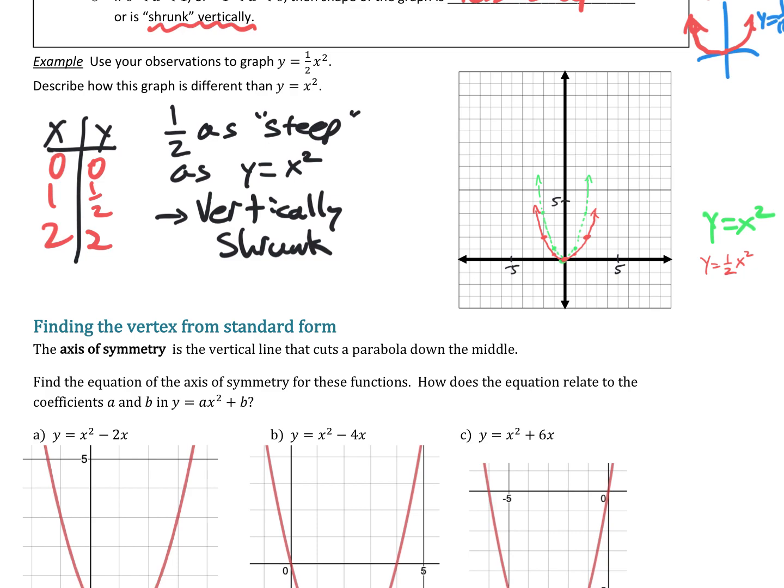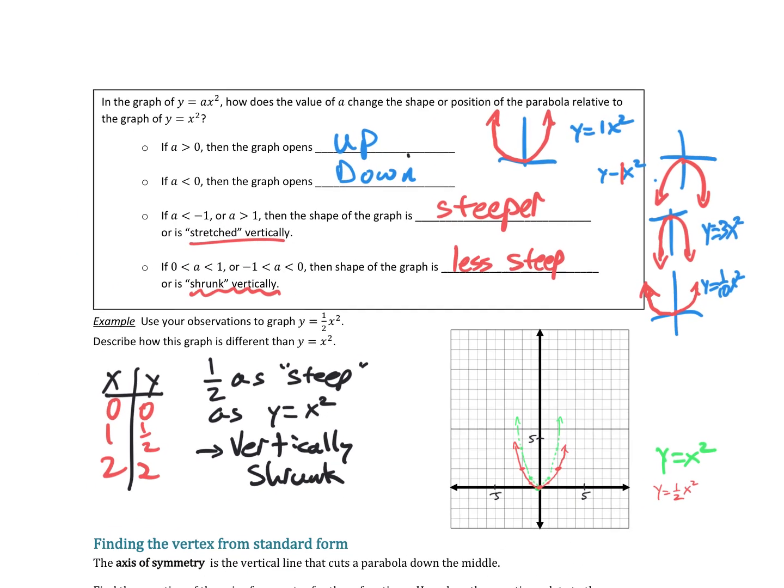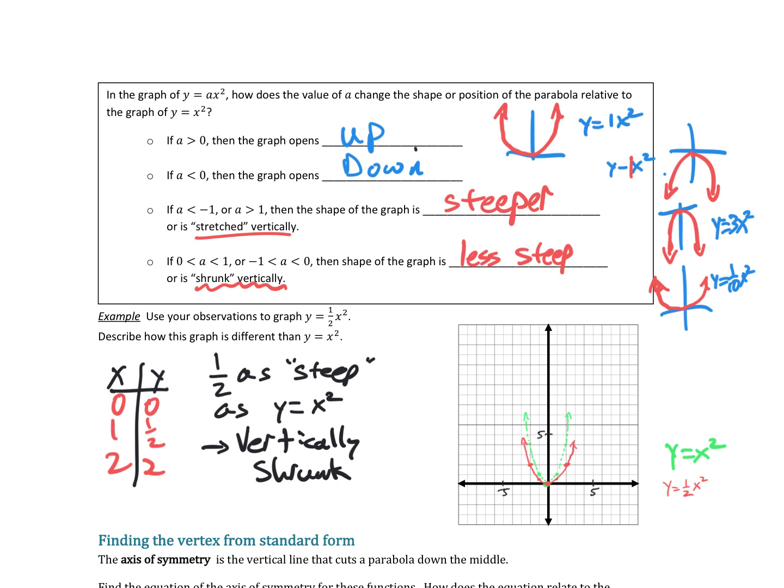Okay, so that's the a value, which determines the shape. Next, we'll figure out what happens with the other numbers that we can add into the equation.